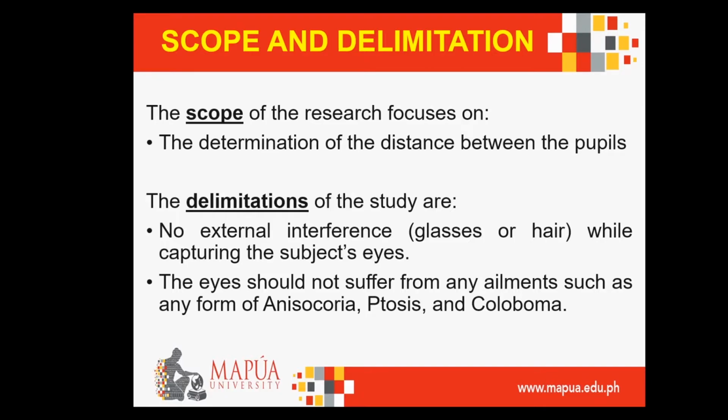and that the eye should not suffer from any form of ailments such as anisocoria, ptosis, and coloboma, since this may affect the reading of pupillary distance, since we measure the iris to get the measurement of the pupils of the subject. So having any sort of pupillary ailments would make it difficult for us to determine the actual measurement of pupillary distance.